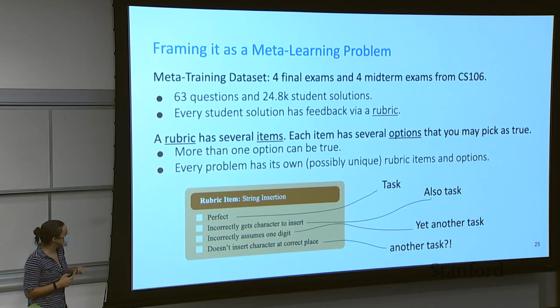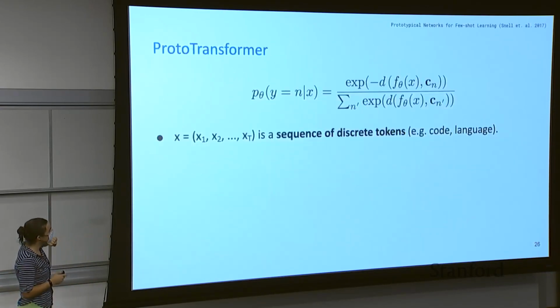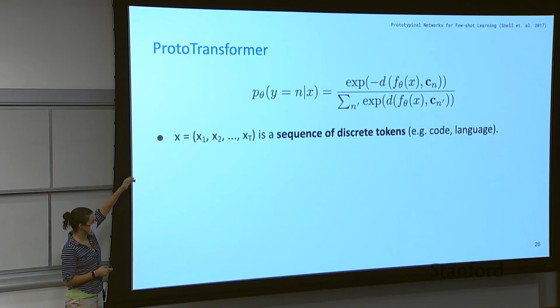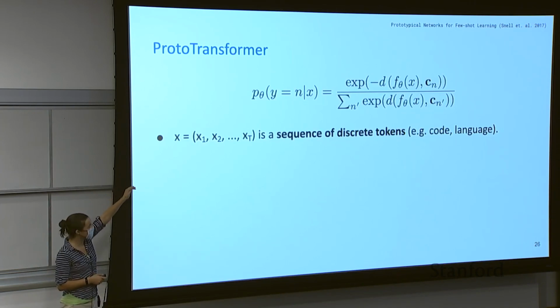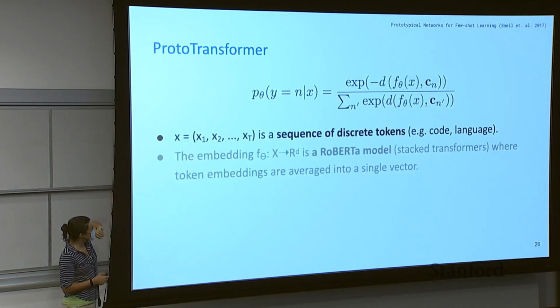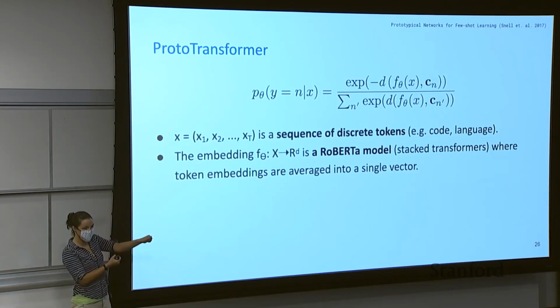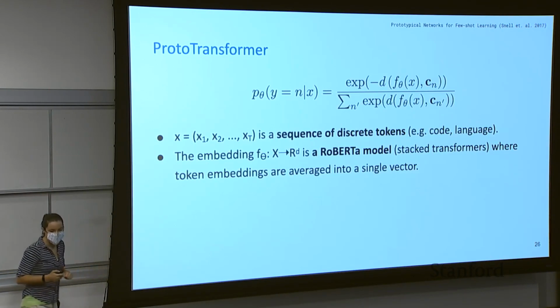Cool. And then this is the meta-training process. What we'll do is use essentially prototypical networks. Our model will take as input a sequence of Python code tokens, and we'll use a transformer model to take the code and embed that into a fixed dimensional embedding. And then run prototypical networks.